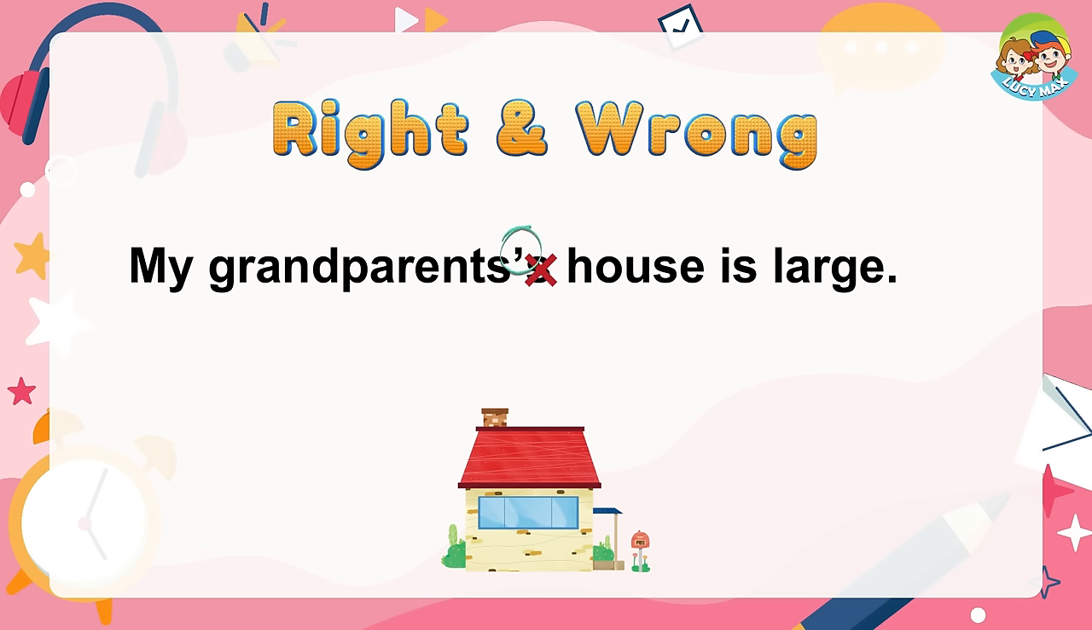Right and wrong. Now let's look at the right and wrong section. The first one says, makes a toy rabbit. This is wrong. There should not be an S on the verb makes. The correct sentence is, make a toy rabbit. The next one says, takes an apple. There should not be an S on the verb takes. The correct sentence is, take an apple.